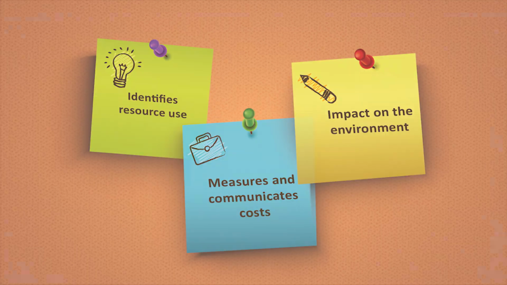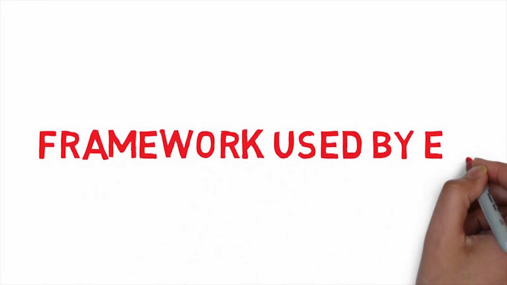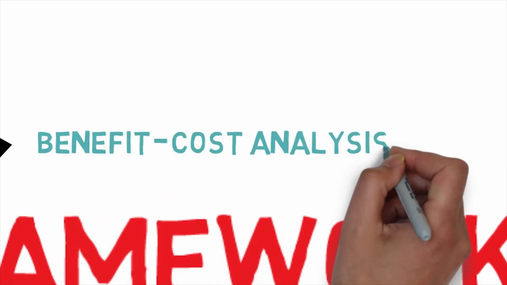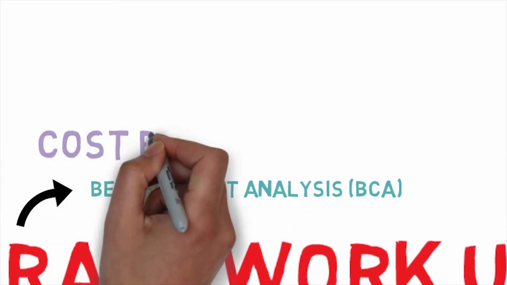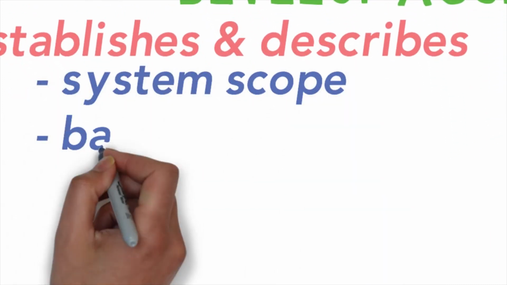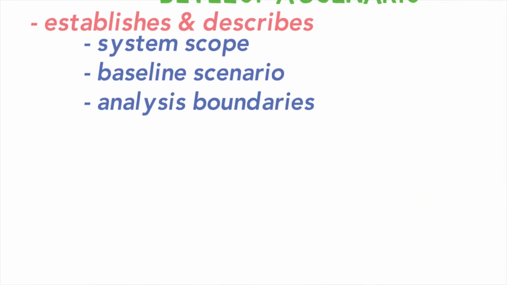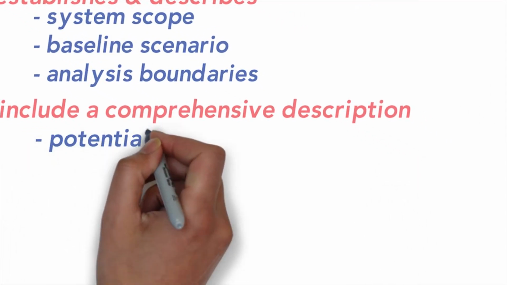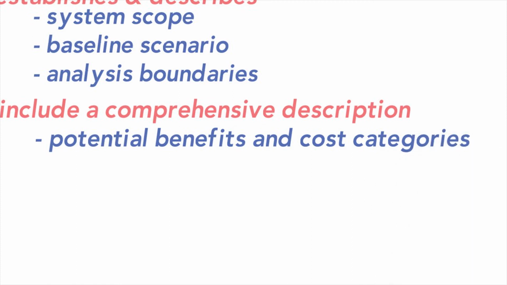The framework used by EA is based on the benefit cost analysis, or in short BCA, also known as cost benefit analysis, CBA. A BCA usually involves 5 steps as follows. Step 1. Develop a scenario that establishes and describes the system scope, baseline scenario, and analyze the boundaries. This should include a comprehensive description of all potential benefits and cost categories.